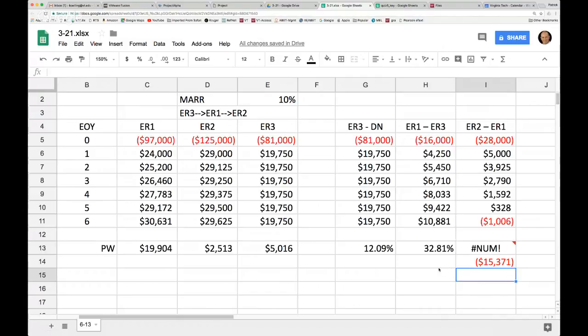So hopefully lesson learned, right? If you keep getting this #NUM, and it would have happened even if this had been a positive number down here in that cell, stop and think, look at your cash flows, see if it makes sense.